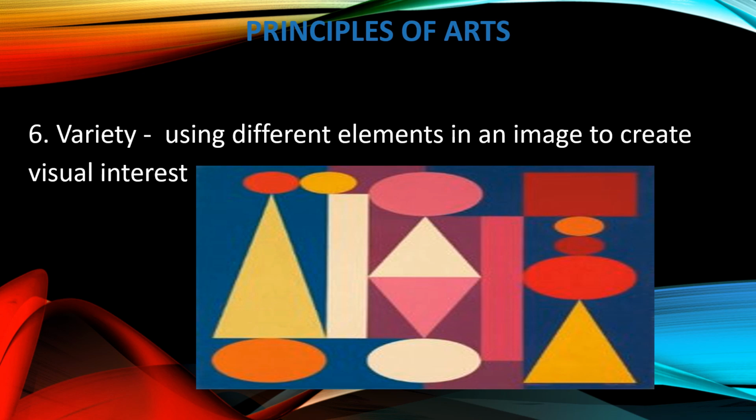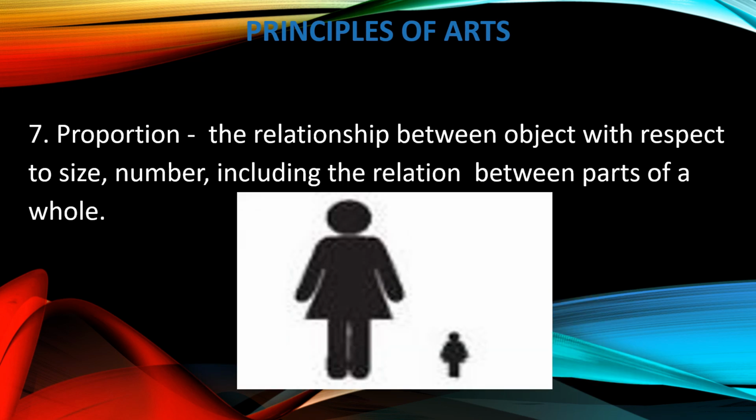Number 6, variety. Using different elements in an image to create a visual interest. Number 7, proportion. It is the relationship between objects with respect to size, number, including the relation between parts of a whole.